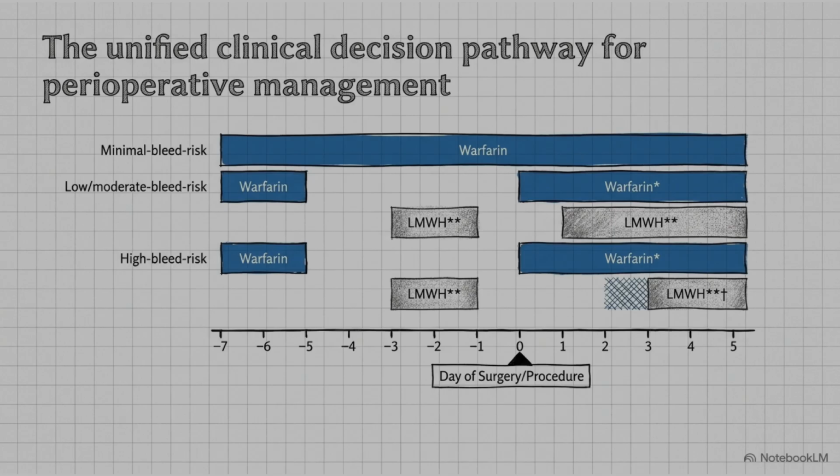In patients who are high bleeding risk, you do the same thing: stop warfarin 5 days before and restart warfarin on the day of the procedure. But if they are at high risk for thromboembolic events, you should consider bridging: day minus 3, day minus 2, standard dose of low molecular weight heparin, and day minus 1 you give half the dose.